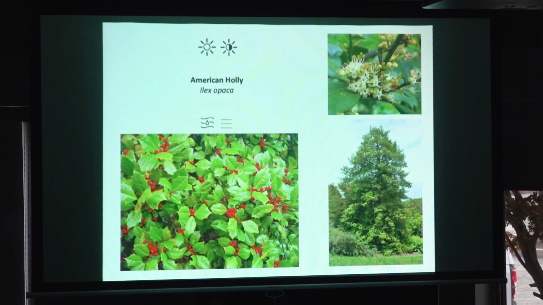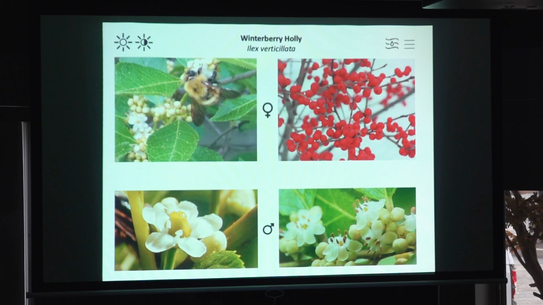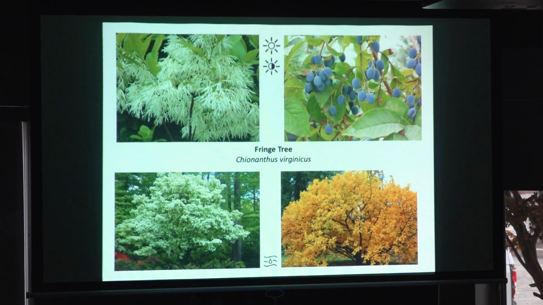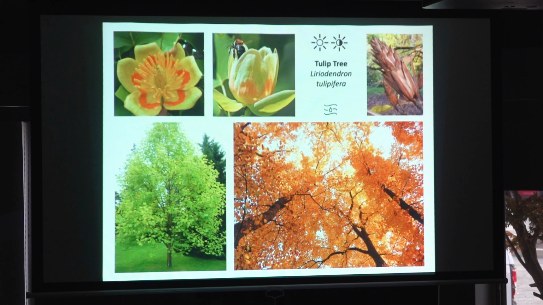American holly is an evergreen. Oh, excuse me, winterberry holly is the deciduous holly. And half of them are male, half of them are female. Fringe tree is native to our area. And then there's the tulip tree, a tall, straight trunk that has flowers for the bees.